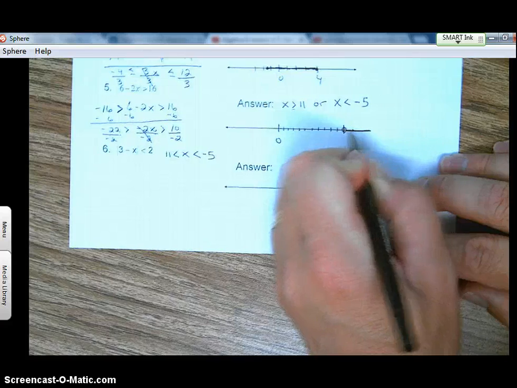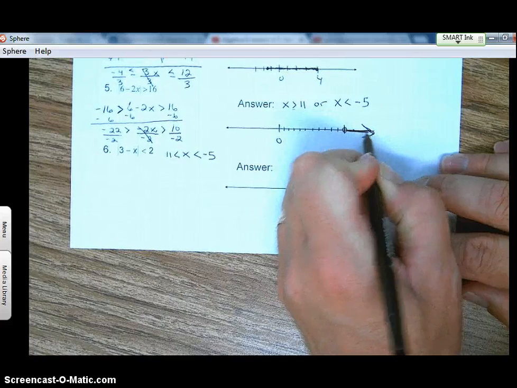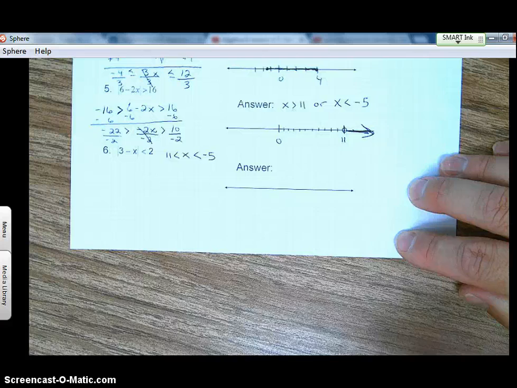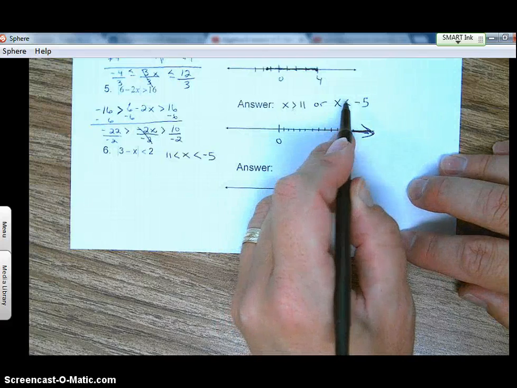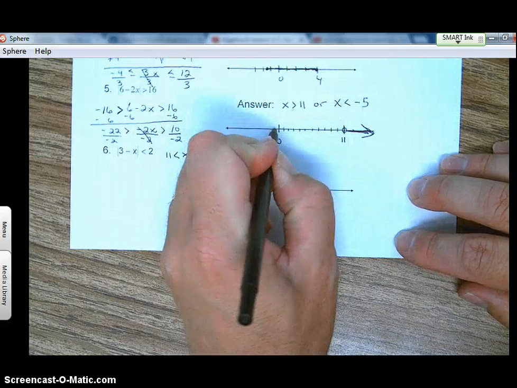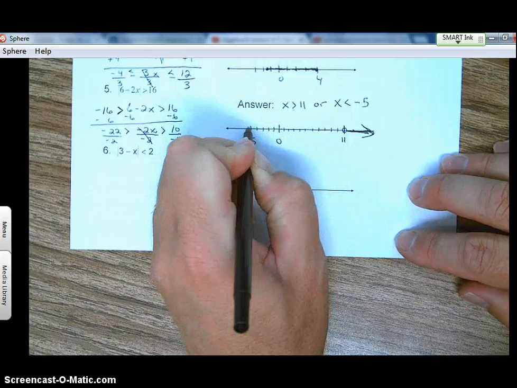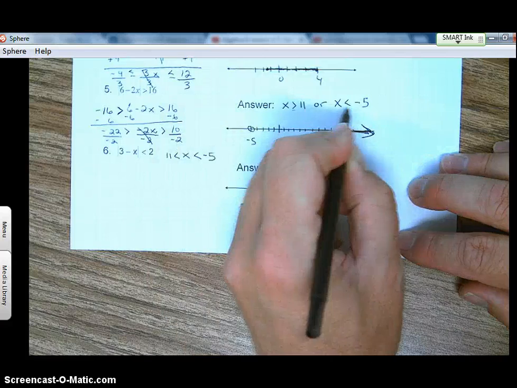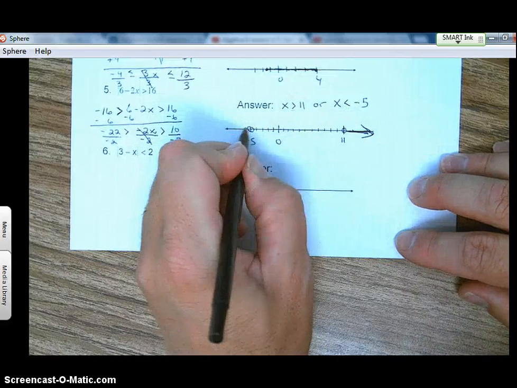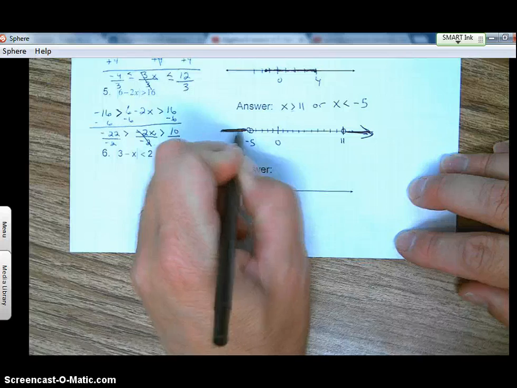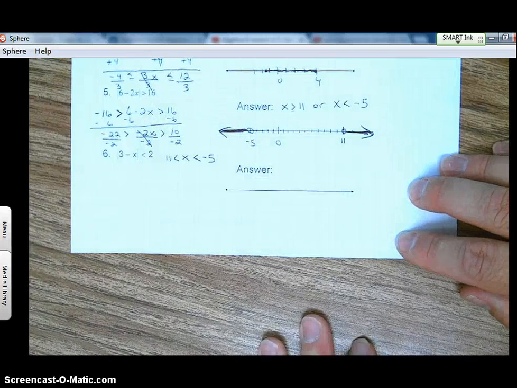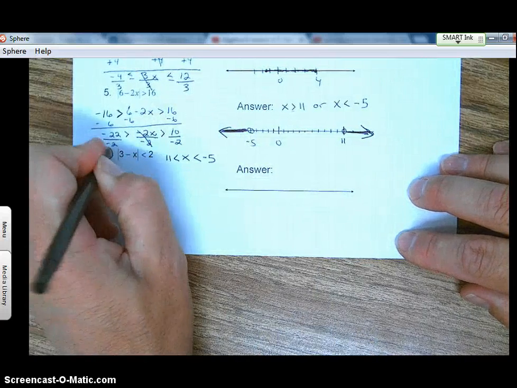So we're going to shade to the right. All values greater than 11. Here, all values less than negative 5. So 1, 2, 3, 4, 5. Open dot, because there's no equal part, and all values less than negative 5. So we would shade to the left. Okay, and one for you.